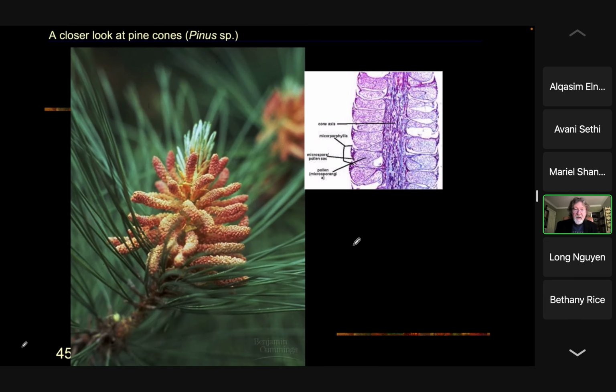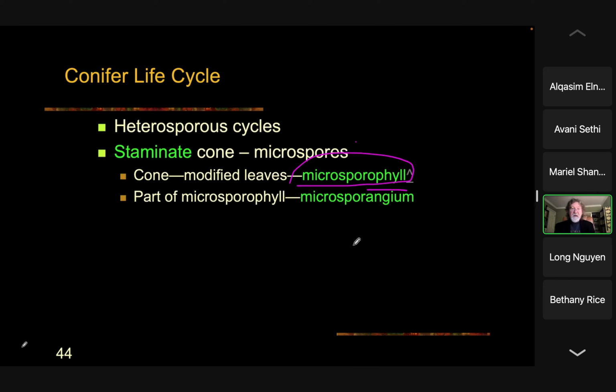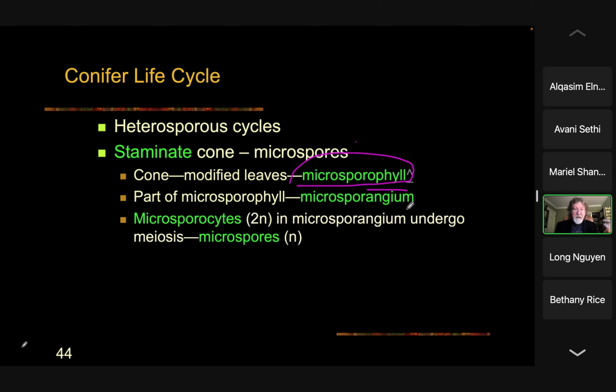Anyhow, that's all right. Okay, so that's the cone. So microsporophyll equals the scale, and one of those scales forms part of that male cone, the staminate cone. The interior part is called a pollen sac or a microsporangium. And this is a developmental series that takes place inside of that sporangium. First of all, it is filled with microsporocytes. Okay, CYT, that's a suffix that refers to cells. These are diploid. Okay, they will undergo meiosis to form 4 microspores.